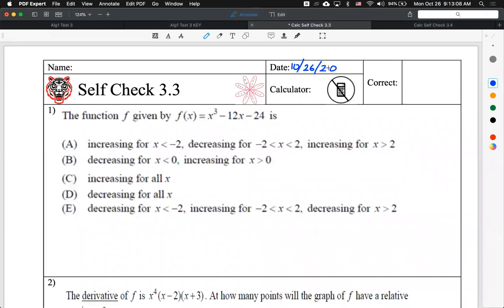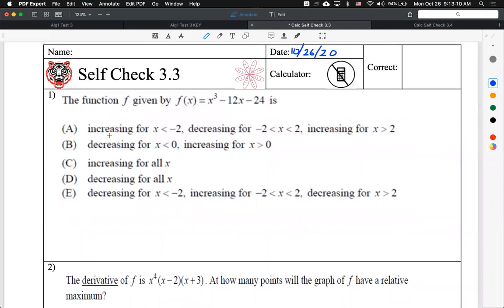The function looks like that. We need to figure out if it's increasing, decreasing. All of these are increasing and decreasing, so it helps us to define what those are. So F increasing is F prime greater than 0, and F decreasing, F prime is less than 0. So we need to find F prime. That's what our definition is telling us.